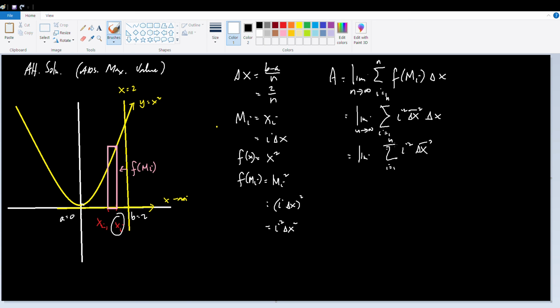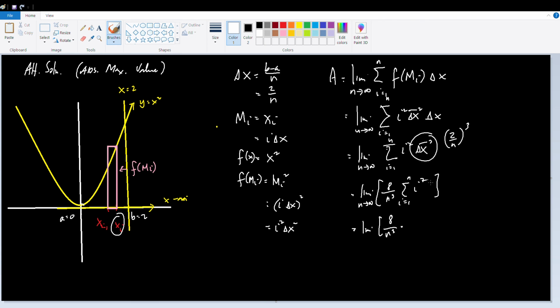I from 1 to n, and increasing without bound. So let us continue. Limit of our delta x is 2 all over n cubed. That is equivalent to 8 over n cubed times the summation of I squared, I from 1 to n, and increasing without bound. So the limit of 8 over n cubed, and the sum of I squared, I from 1 to n, is n times n plus 1 times 2n plus 1 all over 6.